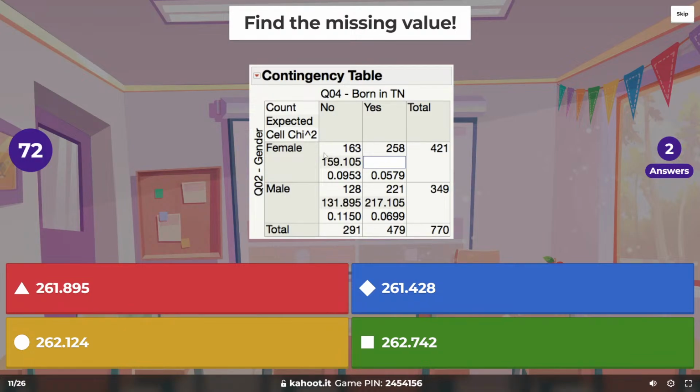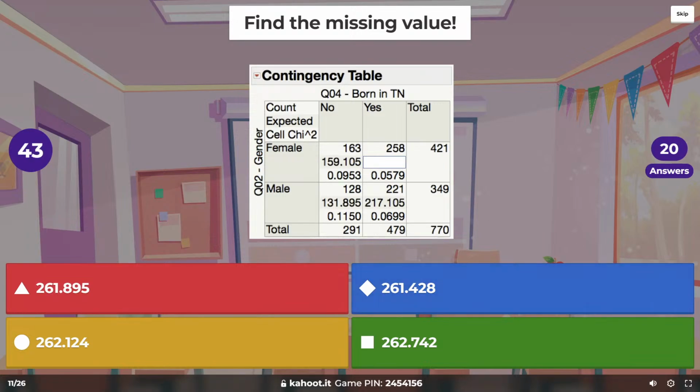It's an expected value. The top one is the count, which is the observed. We observed 258 females who were born in Tennessee. The next one is an expected: how many you would expect by random chance given the null is true. The next one is the cell chi-squared, which is the standardized difference between the observed and the expected, rather, observed minus expected squared over expected. These are the row totals, these are the column totals, and this is the grand total.